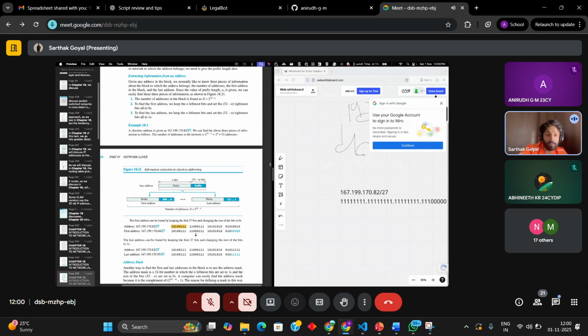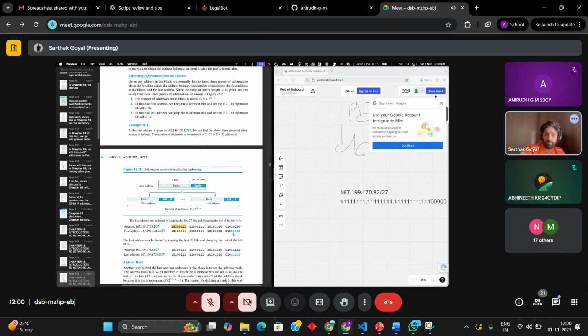What are you going to do for the first address? Whatever is the last five numbers. How did we get the five numbers? We subtracted the value right here. We found the value of n: the number of addresses in this block is going to be 32 minus n. So, 5 bits, look at this. We're going to keep the n leftmost bits, and we're going to set the rightmost bits all to zeros.